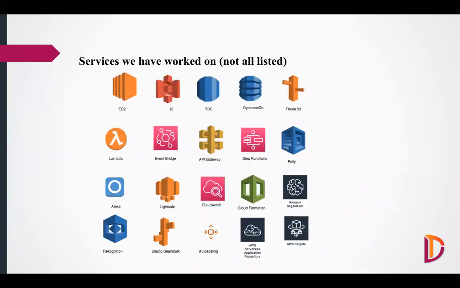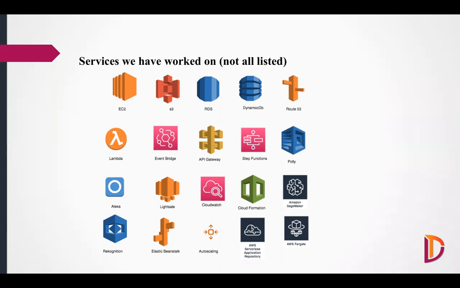The services that we have worked on, right? Dignitas Digital has worked on these services. EC2, that's essentially the most basic ones. The first layer is the most basic one: EC2, S3, RDS, DynamoDB, Route 53. So EC2 is for compute, S3 is for storage, RDS is Relational Database Service, DynamoDB is a type of database. Route 53 is for your DNS and all that stuff.